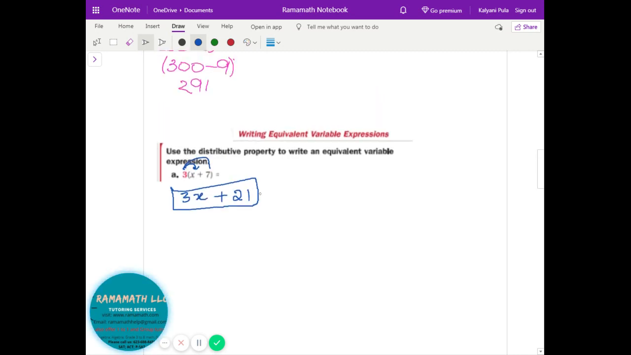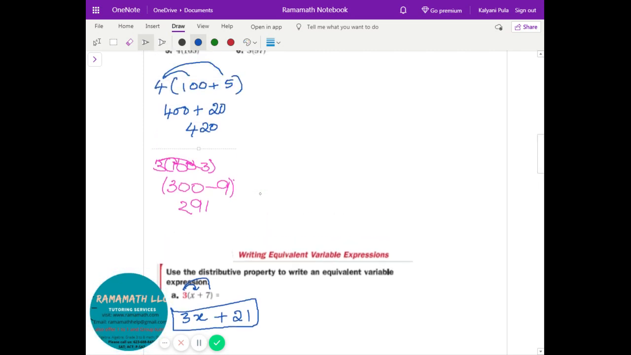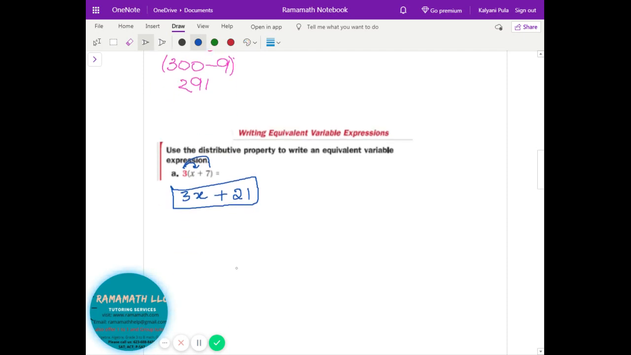For example, in this question, 400 plus 20, both of them are numbers, so we add them together. But in this case, they're not like terms, so we cannot add them together. Okay?